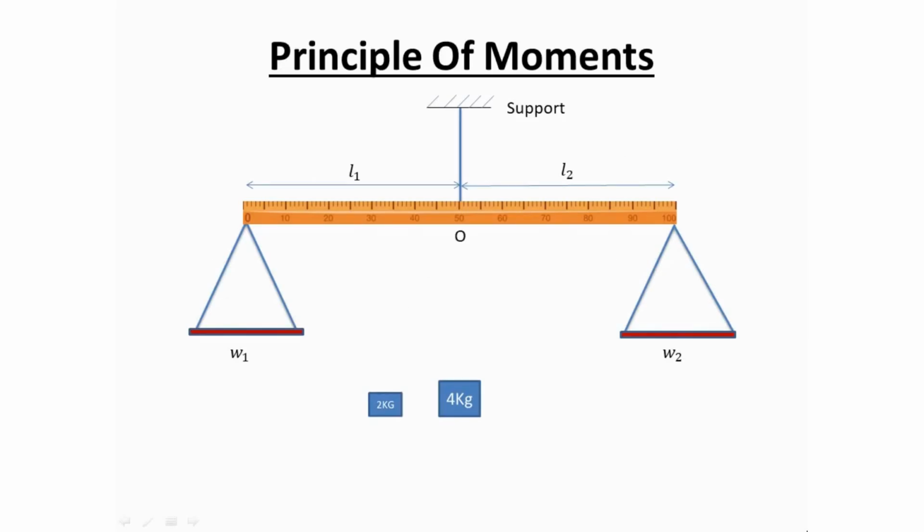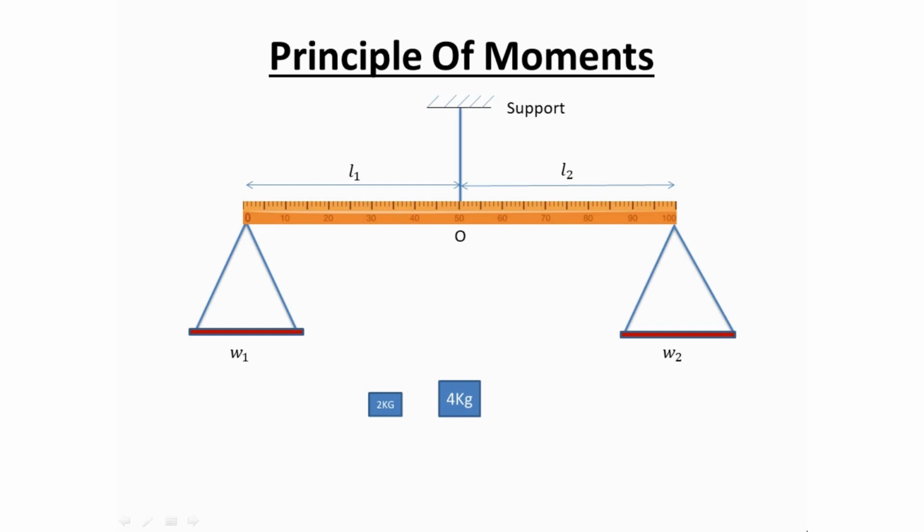Principle of moments. Take a meter rule. A meter rule is a ruler whose length is equal to 1 meter, that is 100 centimeter. Now look at this diagram. I have taken a meter rule and suspended it from a fixed support by means of a strong thread at O, which is exactly at the center, that is at 50 centimeter of the meter rule.